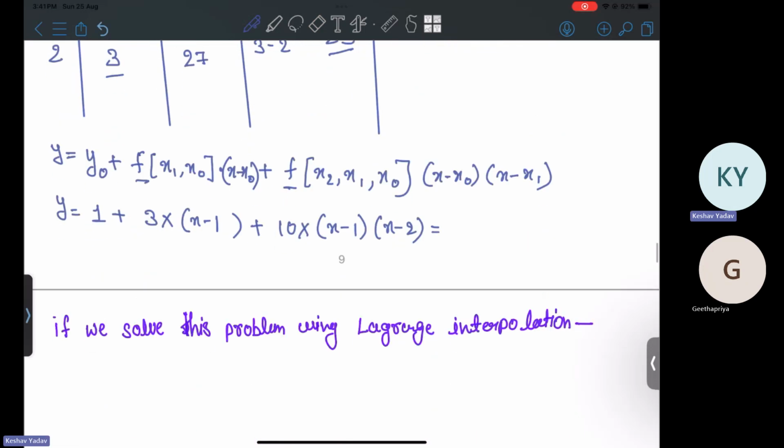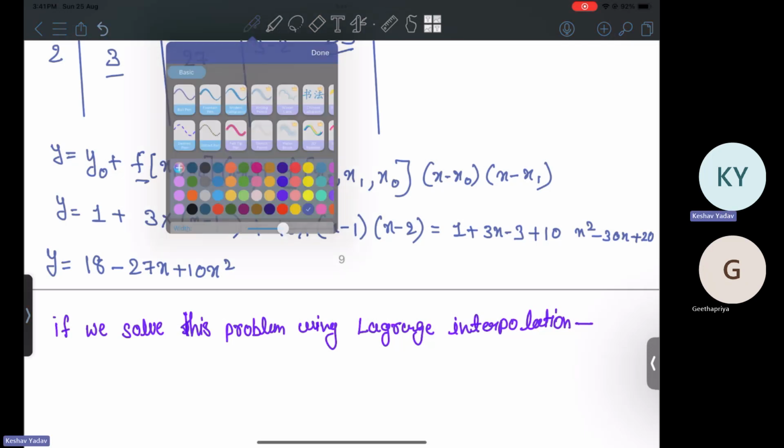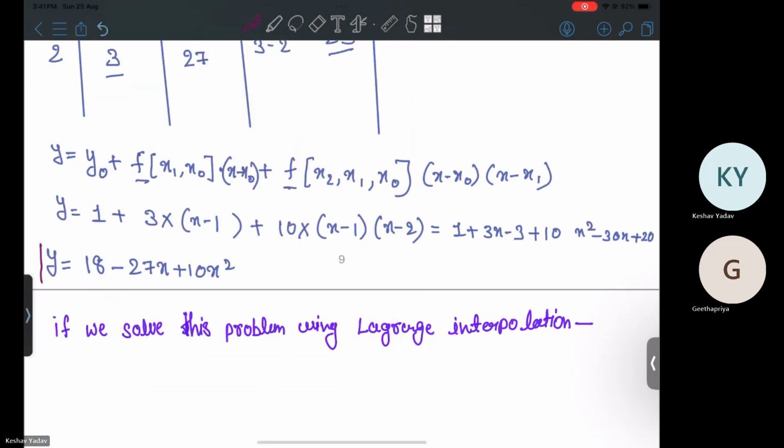If you solve this further, 1 plus 3x minus 3 plus 10 multiplied by x square minus 3x plus 2. If you multiply by 10, it will be 10x square minus 30x plus 20. So from here, y will be equal to 18 (21 minus 3), then minus 30 plus 3, minus 27x, plus 10x square. So this is what we have got here. Clear?